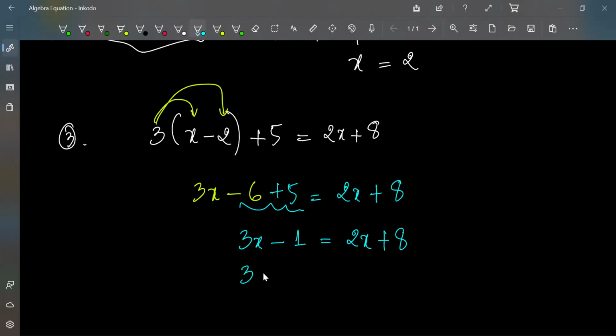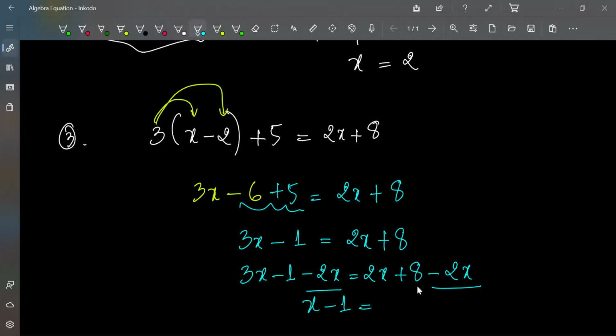So now you can add negative 2x in both sides. Yeah, we add this. Why? Because we want to remove 2x from the second side. So now 3x minus 2x is equal to x. Yes. And negative 1, equal to 2x minus 2x is 0. So the second side we get 8.